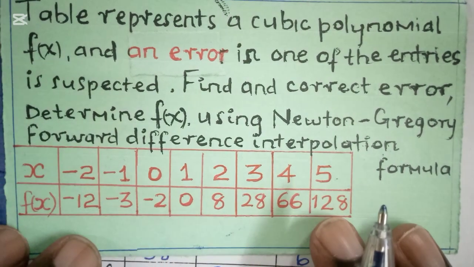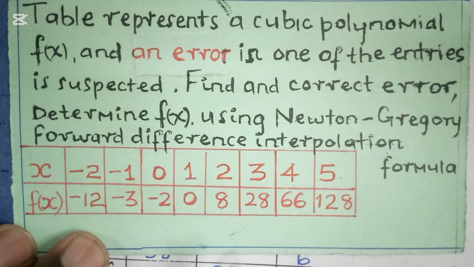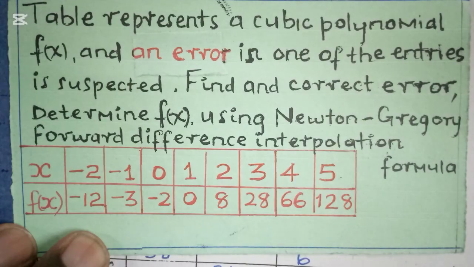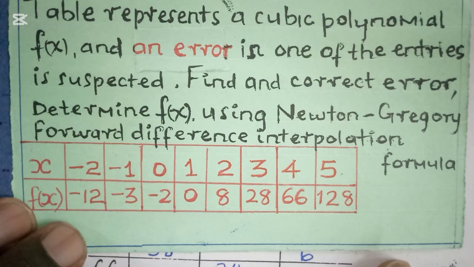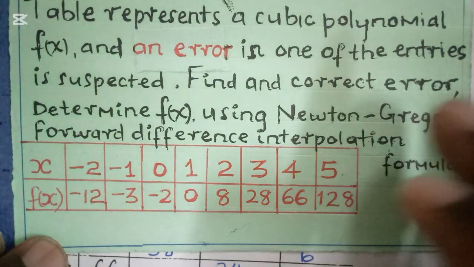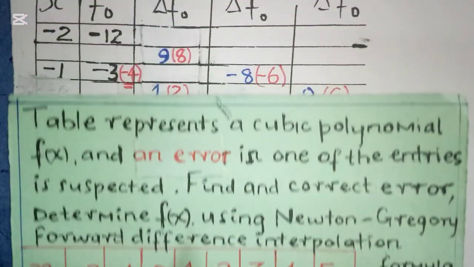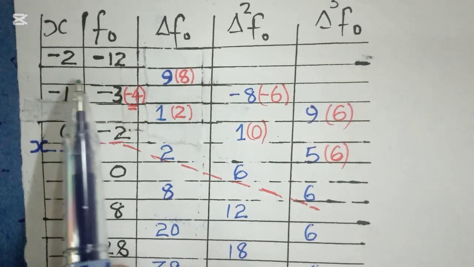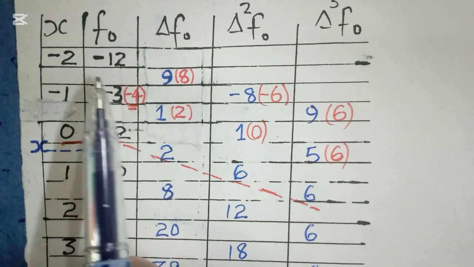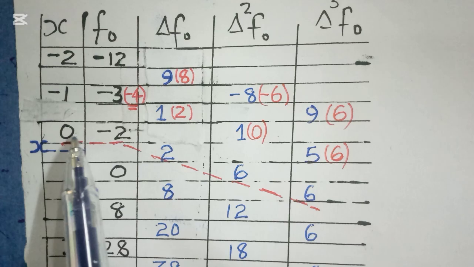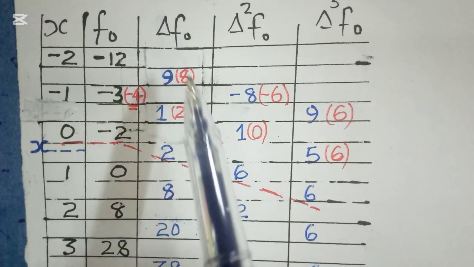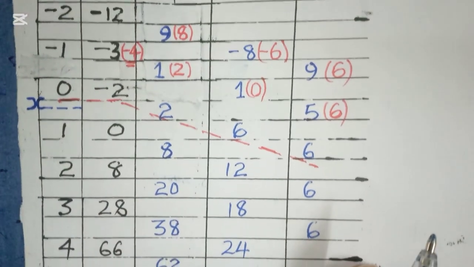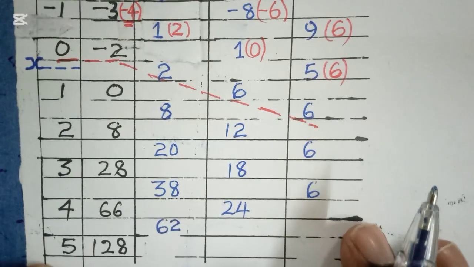So we have a question here, and this is our table. We are supposed to find the error. The first thing we are going to do is draw this table. As you can see, I have drawn the table right here, and I have left one row in between each entry. These are the entries. I left one row because that will be occupied by the difference. Let me show you how I have come up with these figures.